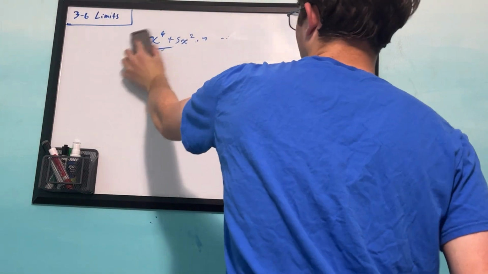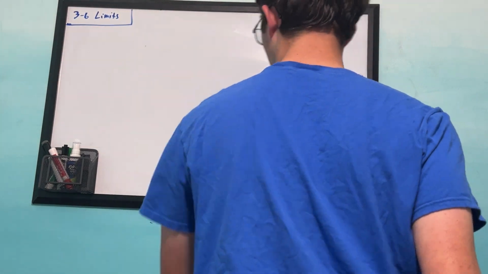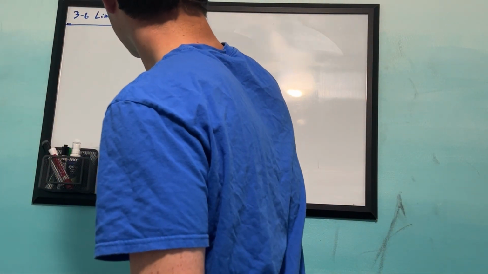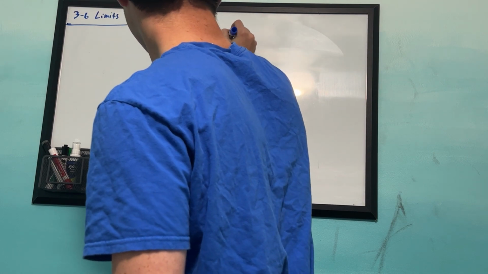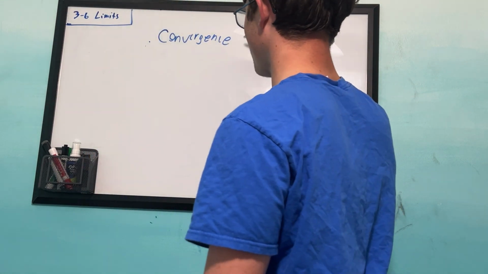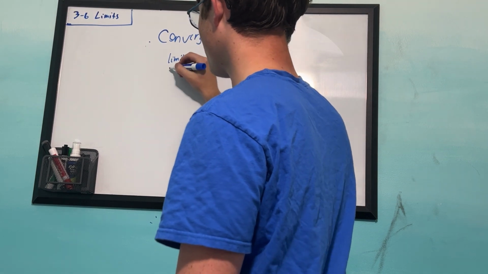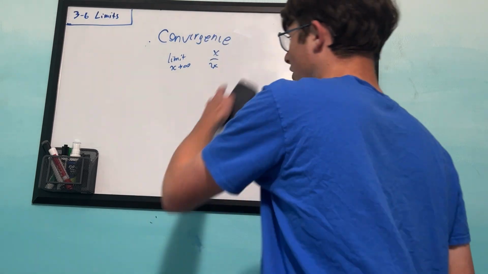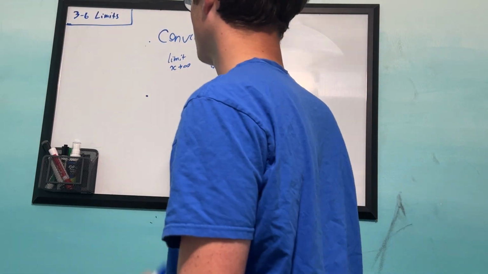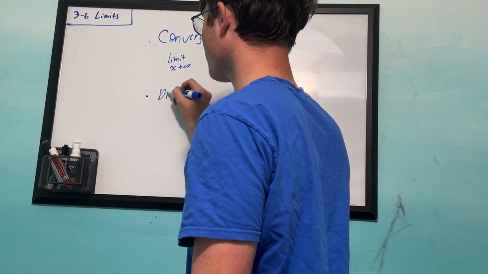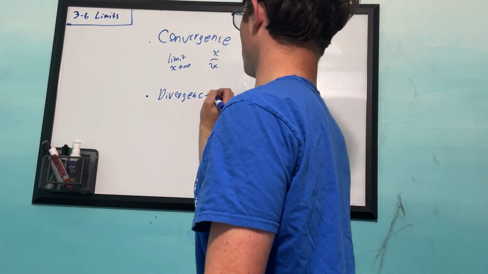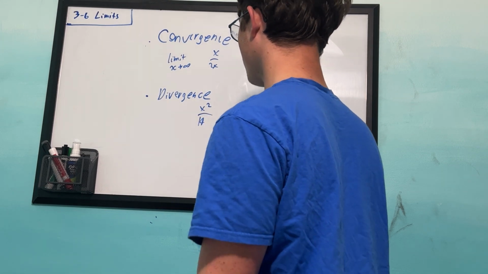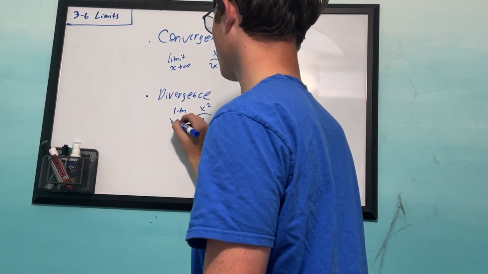And so now that I've gone through those few examples, I'm going to introduce three formal terms. Convergence. This is when the limit approaches a value. So an example would be the limit as x goes to infinity of x over 2x. This is going to converge to 1/2. Divergence. This could be like x squared over 19. This is always going to go to infinity.